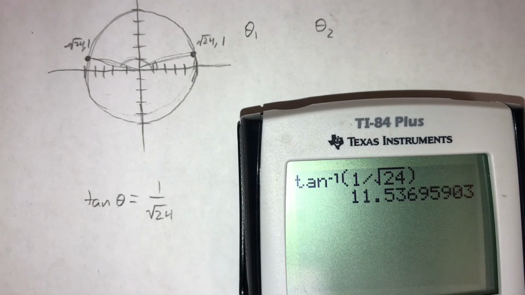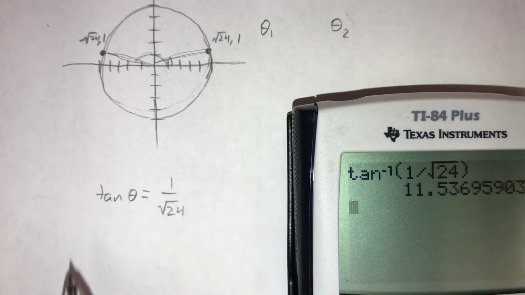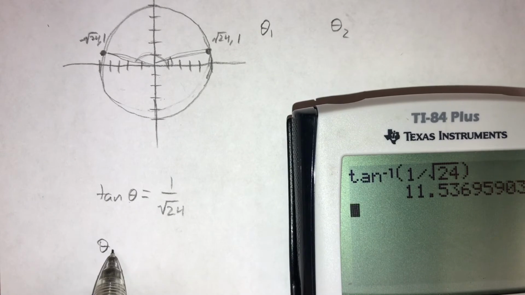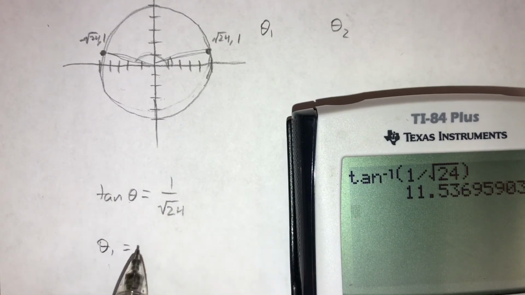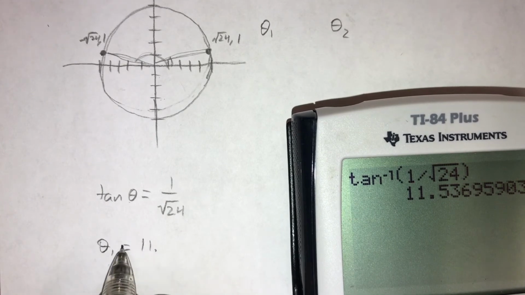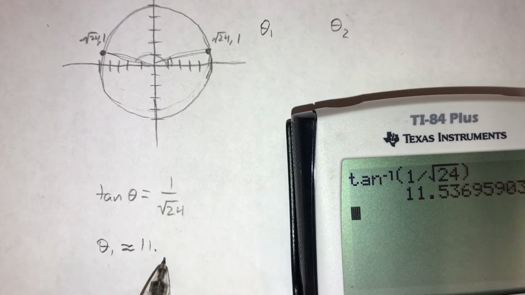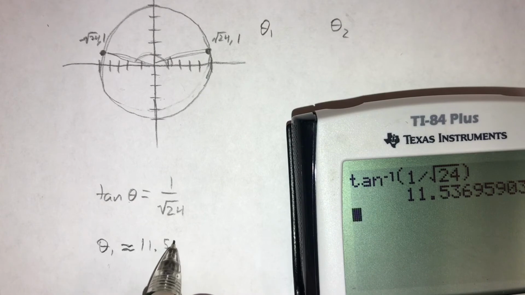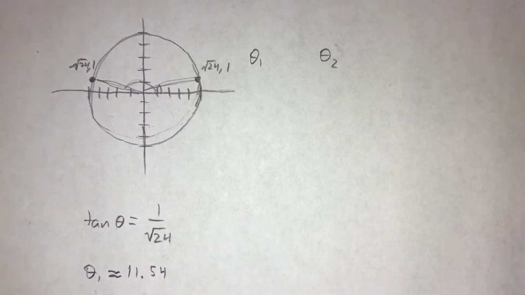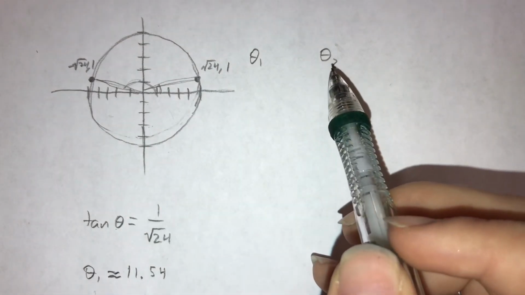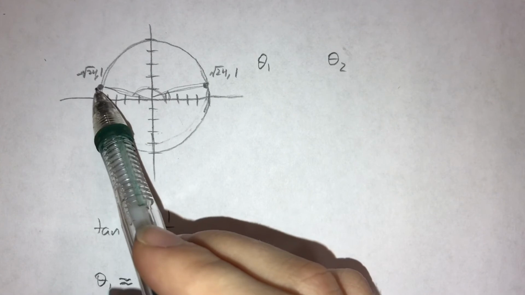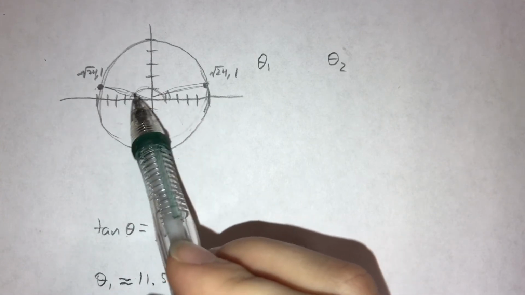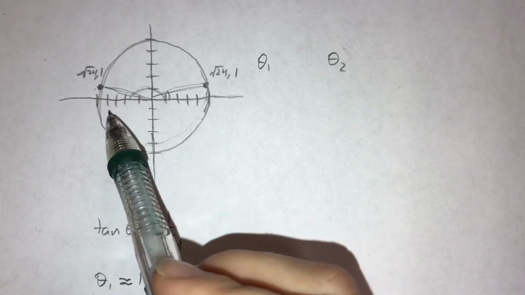So now we know that theta 1 is equal to, I'm going to round to the nearest hundredth, approximately 11.54. Okay, so now we're going to solve for theta 2. And if you'll notice, these two angles, just here and here, they're going to be equal.